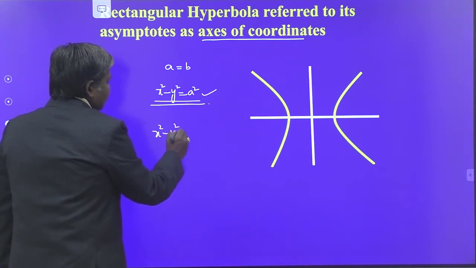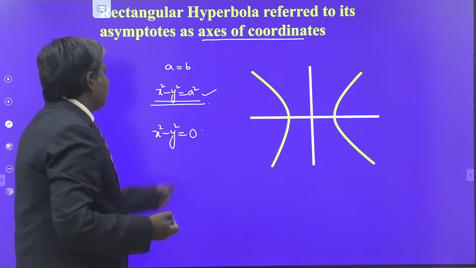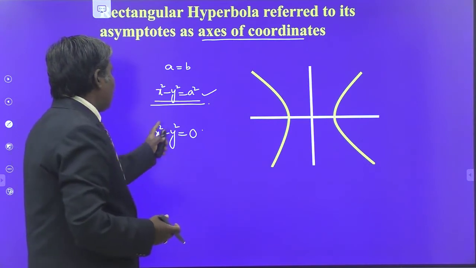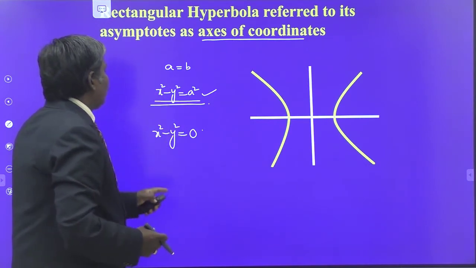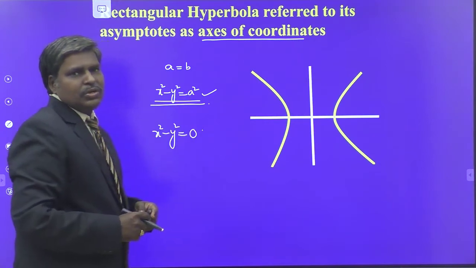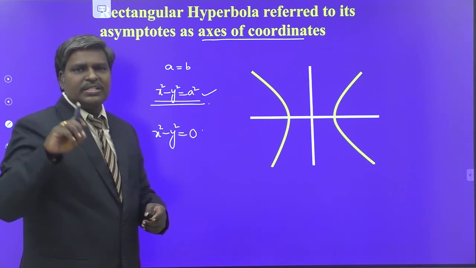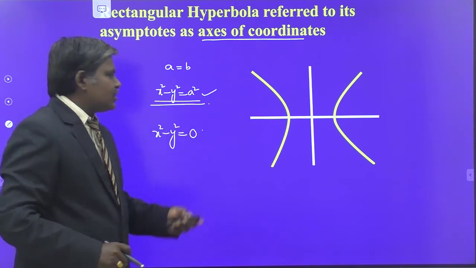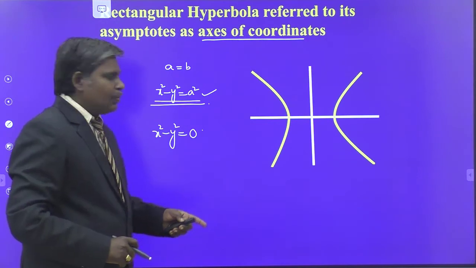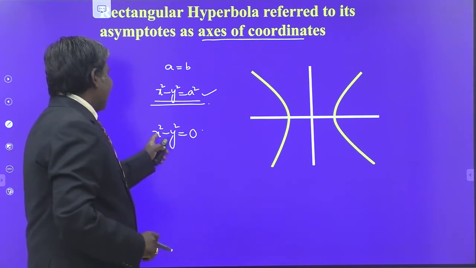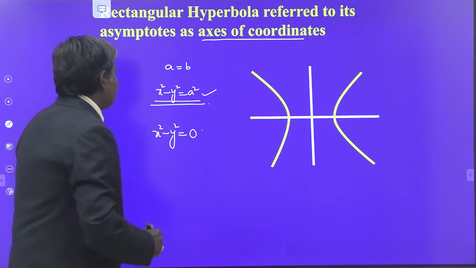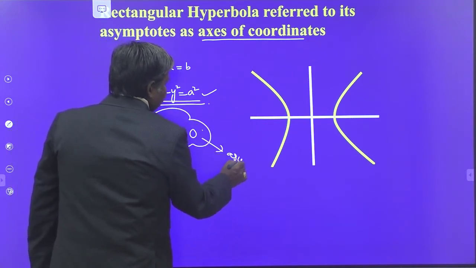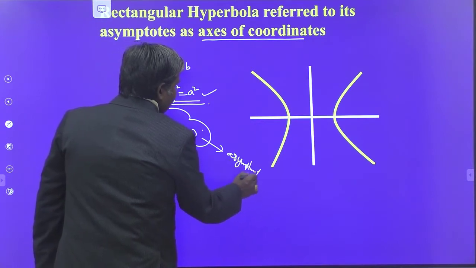x square minus y square is equal to 0, because the combined equation of asymptotes of a hyperbola and the equation of the hyperbola only differ by a constant. So we may take x square minus y square is equal to some lambda. Asymptotes always pass through the center of the hyperbola. Its center is clearly (0, 0). By substituting (0, 0) here itself we obtain lambda as 0. So we have x square minus y square equal to 0 as the combined equation of the asymptotes of the hyperbola. So these are the asymptotes of the hyperbola.